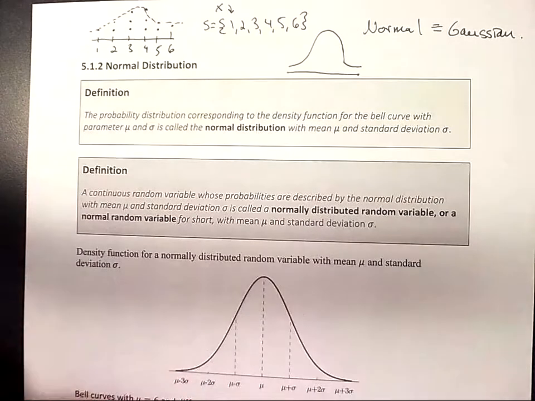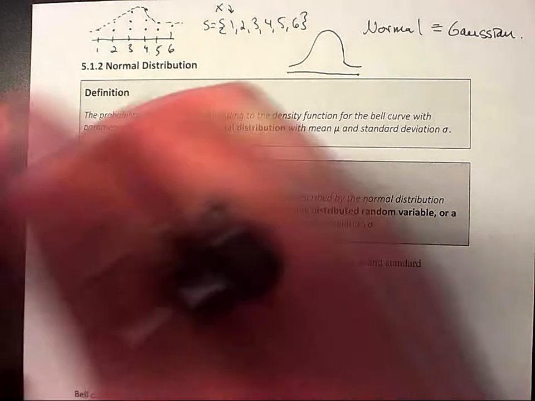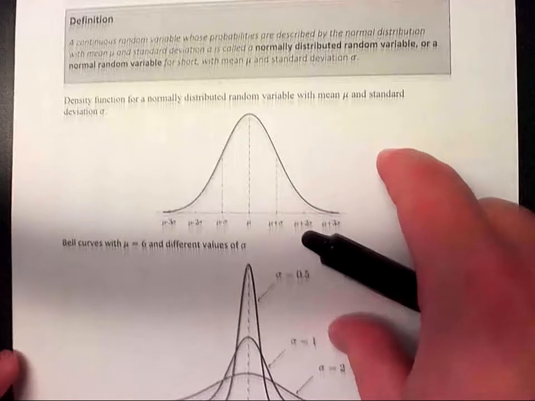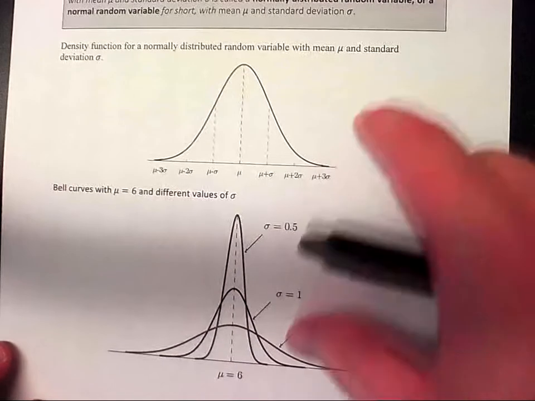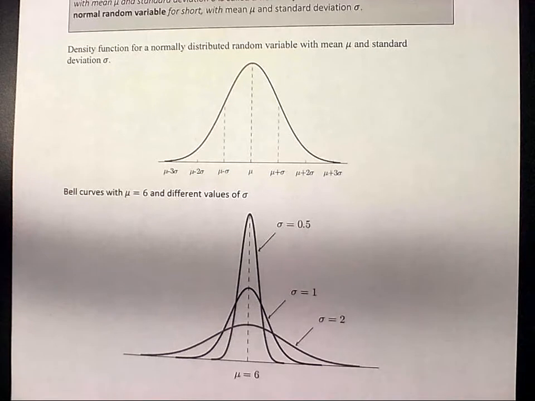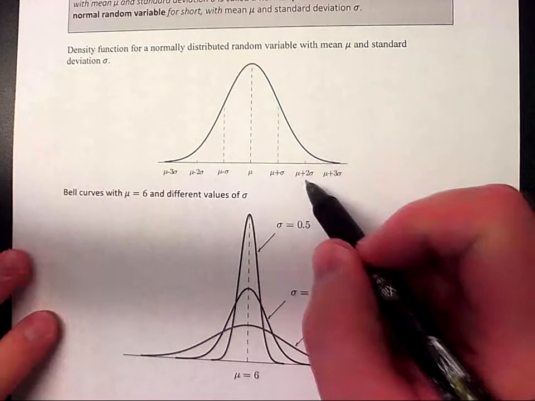Again, not super important for you to remember for this class, but that terminology is important, especially if you decide to go on and take more statistics classes. All right, so then a density function for a normally distributed random variable with mean mu and standard deviation sigma kind of looks like this, which we've already kind of seen.